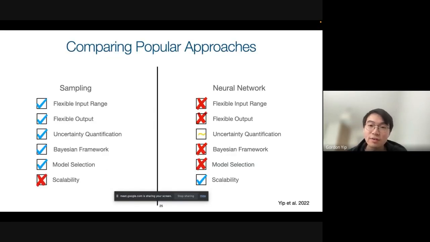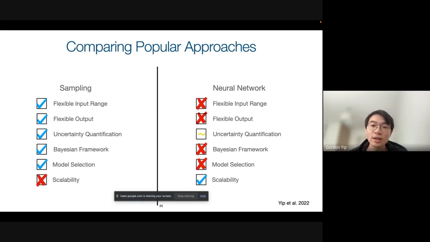So to summarize these popular approaches: with sampling, you have flexible input ranges. You can basically put in any wavelength range that you like, 0 to 1, 0 to 10. But for a neural network, you can't. Once you train it, that's it. That's your input. You have 55 data points in your input, 55 features maybe. You can't change that anymore. Same as the output. Once you train a neural network for temperature and water, that's 2 targets. You can't do it for 4 or 5 targets unless you retrain the whole thing.